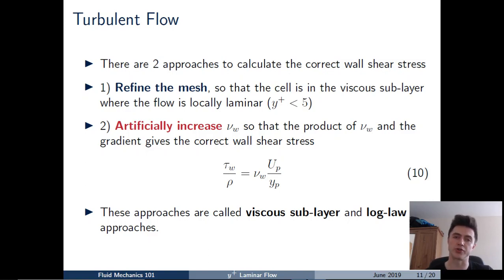Now, the other approach that we can use in a turbulent flow is to artificially increase the wall kinematic viscosity, nu sub w, so that the product of the near wall kinematic viscosity and the velocity gradient, which is now incorrect, will still give the correct wall shear stress. These 2 different approaches are often called the viscous sublayer or wall resolved approach, and the log law approach. You may see them referred to in other videos and other sources on the internet.